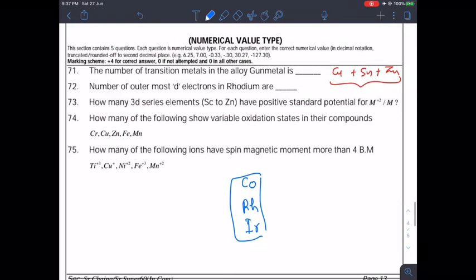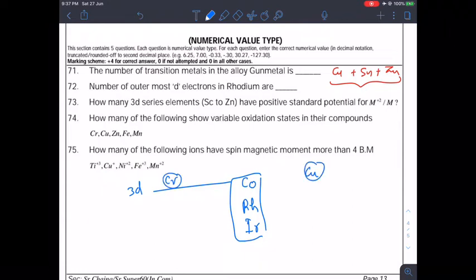So you know that in the 3d series we have two exceptional configurations, that of chromium and copper. Whereas in the 4d series, apart from the first two, Y and Zr, and the last one, cadmium, all of them have exceptional configuration. So rhodium also shows exceptional.